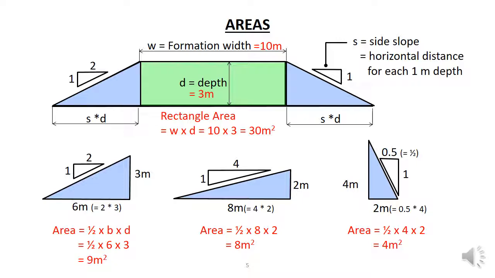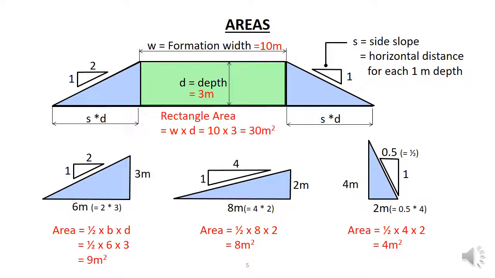The side slope is usually measured as how many units horizontal the slope extends for every meter of depth. A side slope of 1 and 2 means that the slope moves 2 units horizontally for every 1 meter vertically. In other words, the horizontal width extends 2 meters for every 1 meter of depth, as shown in the bottom left-hand triangle and in the triangles we're using in the trapezium. From this, we can calculate the width of the triangle by multiplying the side slope by the depth. In the slide, we abbreviate that to S times D. So S is the slope and D is the depth.